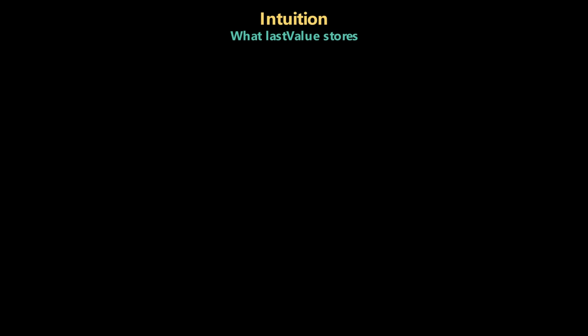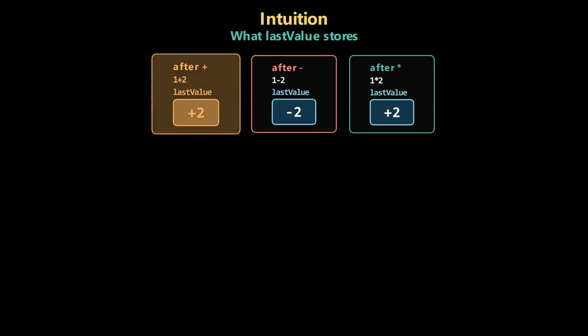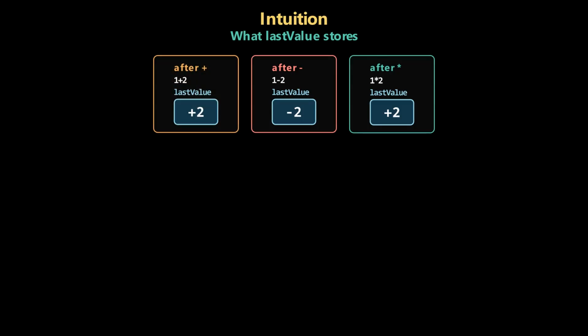Last value depends on which operator we just used. After plus, last value is the signed operand, plus 2. After minus, last value is the negative token, minus 2. After multiply, last value is the product built so far, plus 2 after 1 times 2. These 3 mappings define how the ledger tracks history.